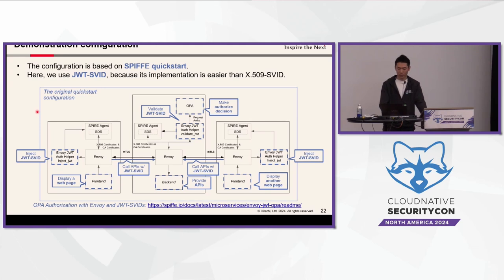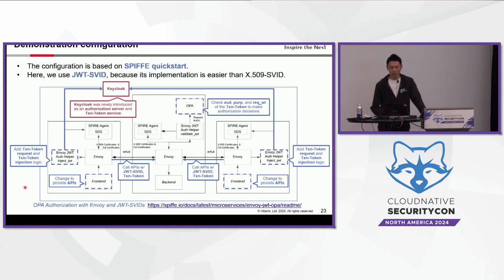In this quick start, two front-end services display web pages. One displays one web page and one displays another web page. The front-end service calls APIs of the back-end via Envoy to get the information to be displayed on the web page. When calling APIs, the Envoy JWT OAuth helper injects the JWT-SVID, which it gets from the SPIRE agent. After that, the Envoy JWT OAuth helper validates the JWT-SVID. And at this timing, it requests authorization from OPA. If the authorization and validation succeed, the backend returns an API response.